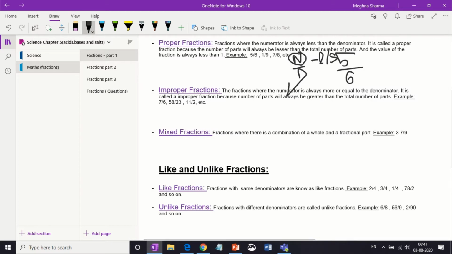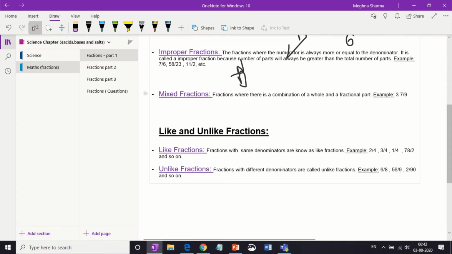Now here the numerator will always be greater than the denominator, and as it is greater than the total number of parts, it will be greater than 1. Now let us see mixed fractions. Fractions where there is a combination of a whole number and a fractional part. Example: 3, 7 by 9. This means it's a combination of a whole part and a fractional part.